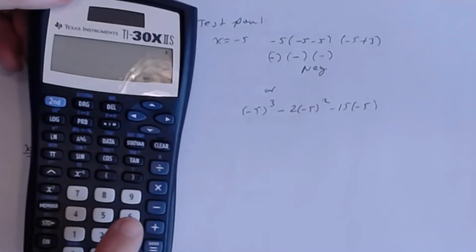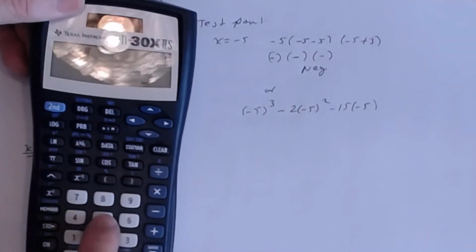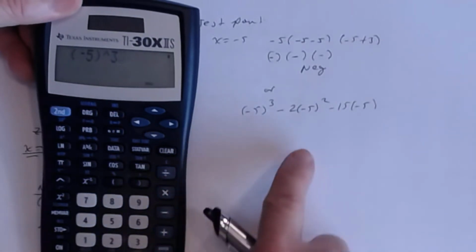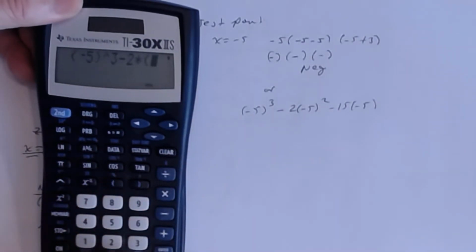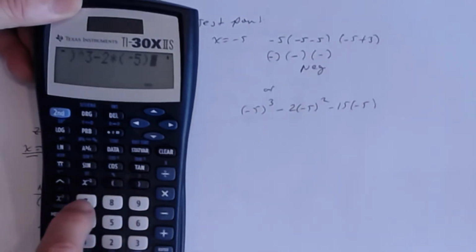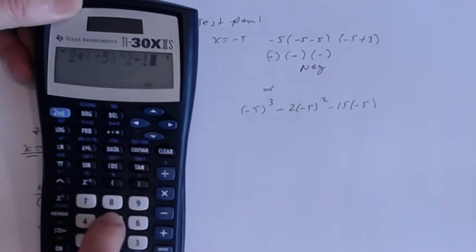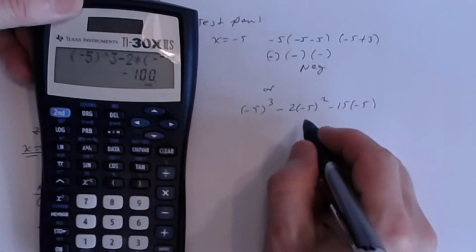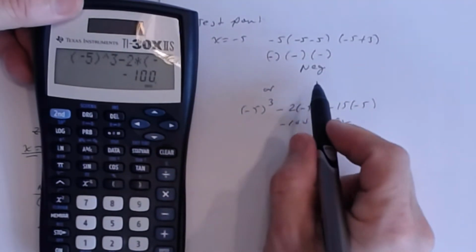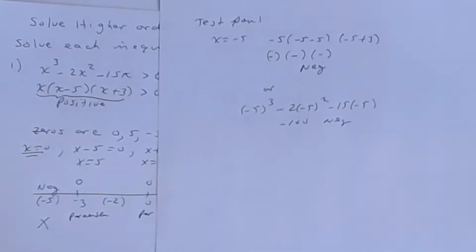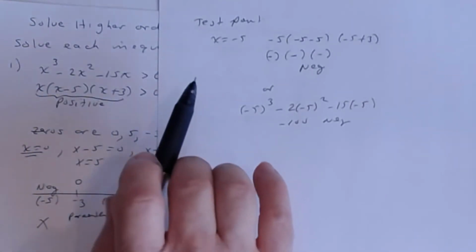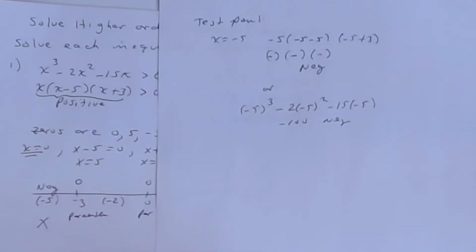So when using your calculator, you need to say parentheses -5, close the parentheses, cubed. See how that looks? Okay, then minus 2 times parentheses -5, close the parentheses, and that's being squared, minus 15 times in parentheses -5, and then press equal, and I get -100, which is negative, which is what we had here. Okay, so just be careful when using the polynomial itself, because parentheses are going to be important in some cases, especially when you have a negative value for x, for your test point.